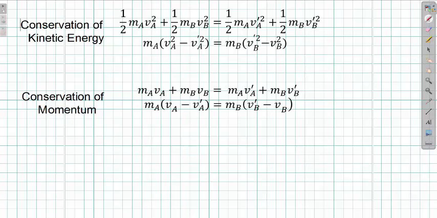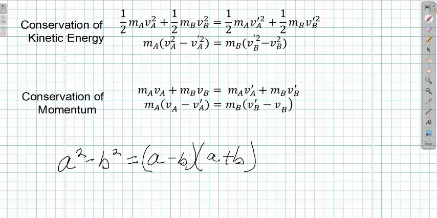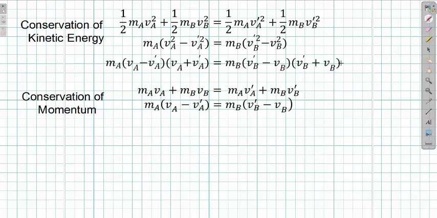So this isn't quite exactly how I want it. Let's pull out a little algebra trick. If you remember that a squared minus b squared has got to equal a minus b times a plus b, we're going to use the same fact in the next step, and that is to break the squares.